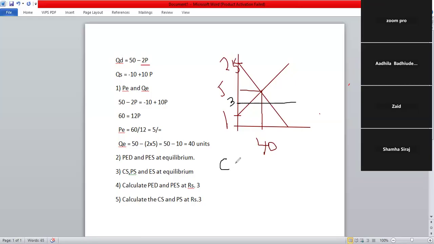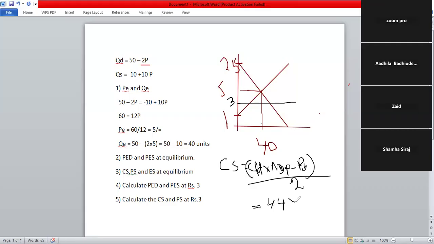At the price of 3, you want to find the CS and PS. Now when you find the CS, QD into maximum demand price minus buyer's price over 2. So at the price of 3, first of all, you have to find the QD. We have already found it for the PED calculation. So it is 44.